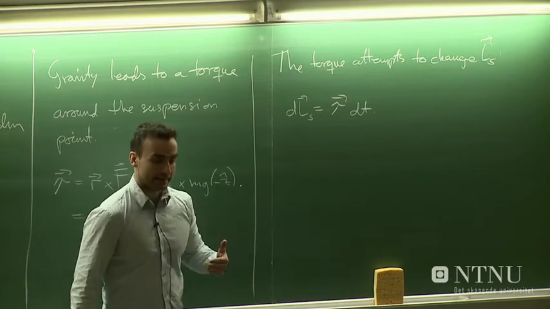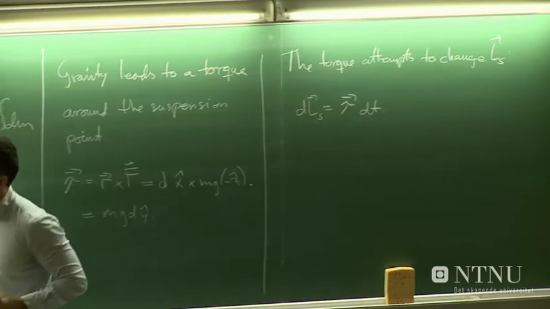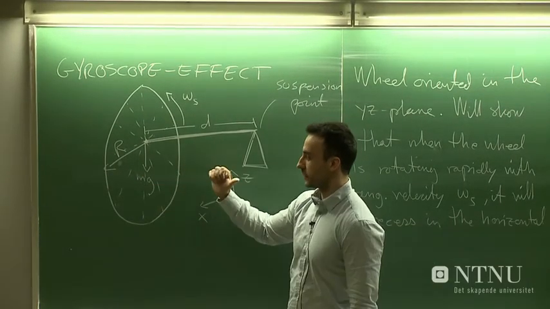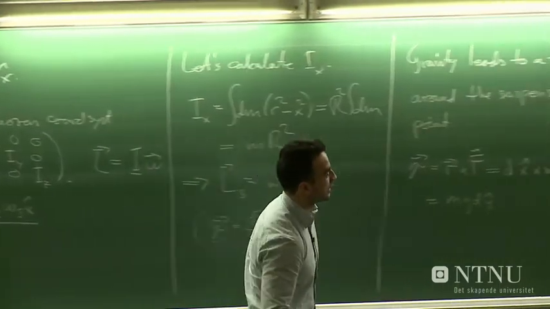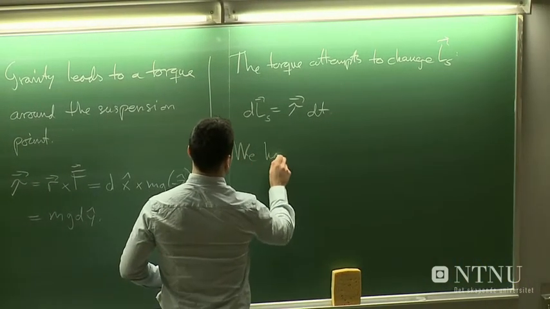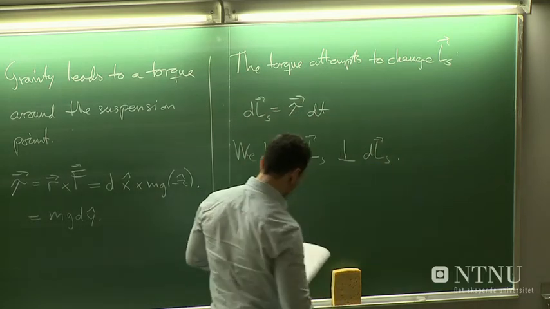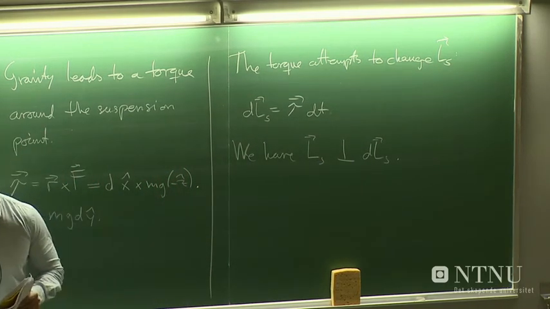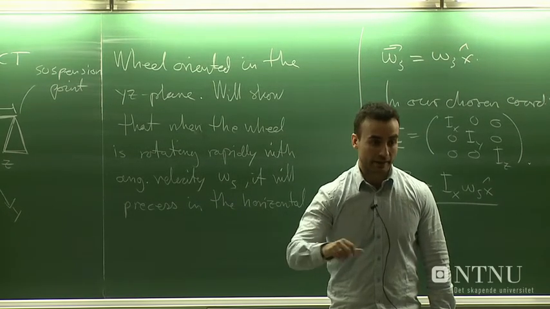All right, so we see that the change in angular momentum is parallel to the torque. But the original angular momentum was pointing in the x direction, and the torque is acting in the y direction. So the angular momentum and the change of the angular momentum are perpendicular to each other. And if we then consider the same scenario after the wheel has been shifted, the same thing occurs. So the torque will always be perpendicular to the angular momentum.